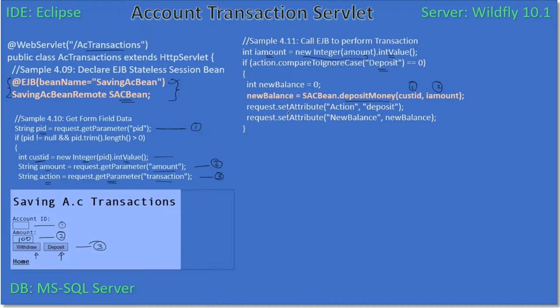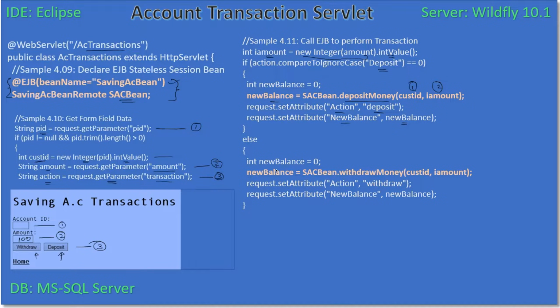We are setting the request attribute like what we did previously: request.setAttribute, action is deposit. Previously, if you remember, the action was add. Now the action is deposit. Then we are introducing a new attribute here, newBalance, and we are supplying the new balance. Here the new balance is 0. Our deposit money method will return the new balance, and we are making use of that.